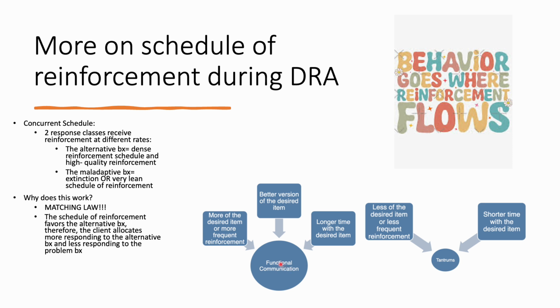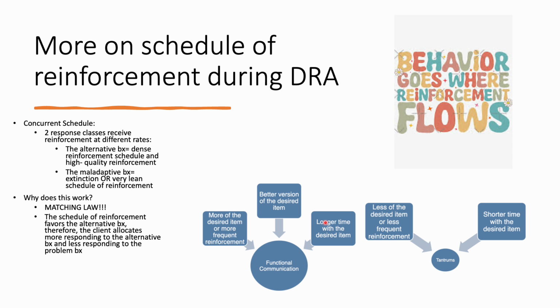Okay, so what could that look like? Let's say that in this case, you have tantrums that you're targeting for decrease. That's your maladaptive behavior. And then we have functional communication. So instead of engaging in a tantrum, we would expect you to communicate appropriately what it is you want. So this behavior of functional communication is going to result in more of the desired item or more frequent reinforcement. We're going to give better versions of the desired item, so higher quality reinforcement. Okay, the person's going to engage in functional communication and access better reinforcers, and they might even access the reinforcer for even longer just because they engage in this appropriate behavior.